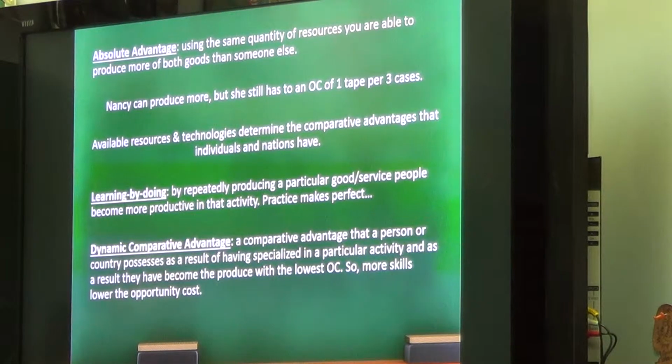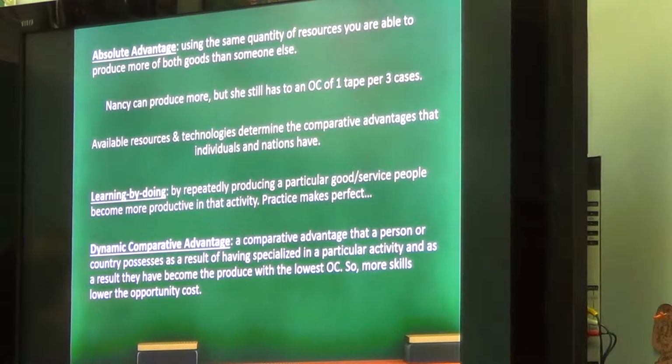And then learning by doing. By repeatedly producing a particular good or service, people become more productive in that activity. In a sense, practice makes perfect. So on an individual basis, if you're trying to remember how to spell the word entrepreneur, write it 500 times, you're going to know how to spell it. You might mess it up the first couple times, but by the 10th or 11th one, you have it down. So practice makes perfect.